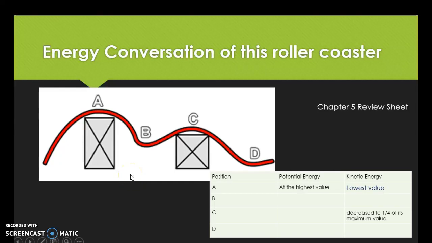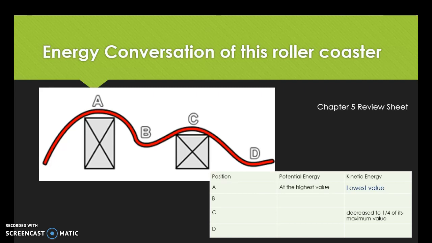This is Mrs. Schaefer, and for the Unit 3 test remediation, I wanted to spend a little bit more time on the energy conversion of the roller coaster question. This goes directly to Chapter 5. On the review sheet, there was this diagram and this chart that you filled in. And we did some similar questions like this in our discussion.